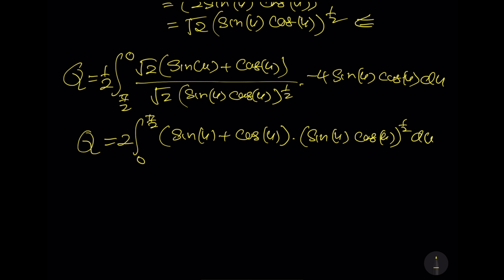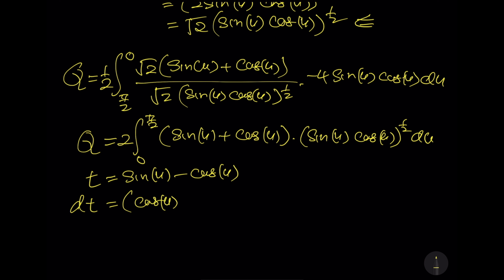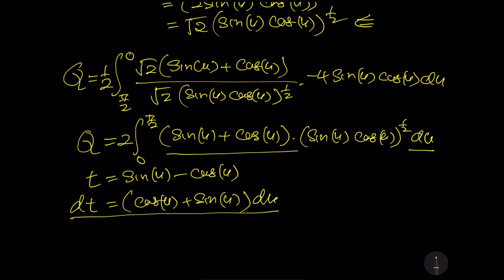Another round of substitution. Define t equals to sine u minus cosine u, which means dt equals to cosine u plus sine u, and then the whole thing multiply du. So we can see that this two part of the Q has been replaced with dt. For integration bound, when u equals to pi divided by 2, t equals to 1 plus 0, which is 1. When u equals to 0, t is equals to 0 minus 1, which is negative 1.